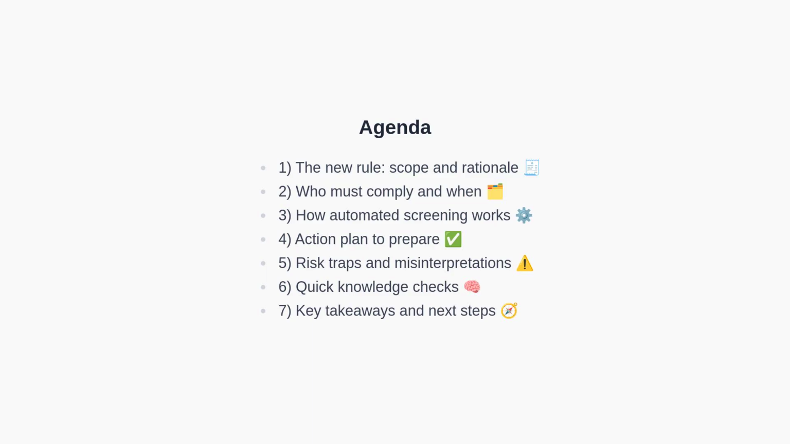Next, here is our roadmap for the session. We will start with the scope and rationale of the new rule, then identify exactly who must comply and when. After that, we will clarify how automated screening works and follow with a concrete action plan. We will also cover common risk traps and misinterpretations, test your knowledge with short quizzes, and conclude with key takeaways and next steps.